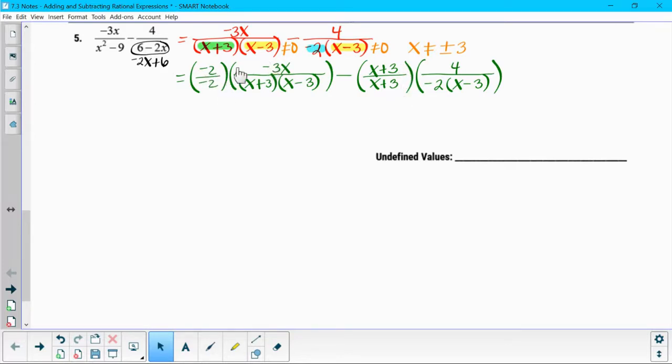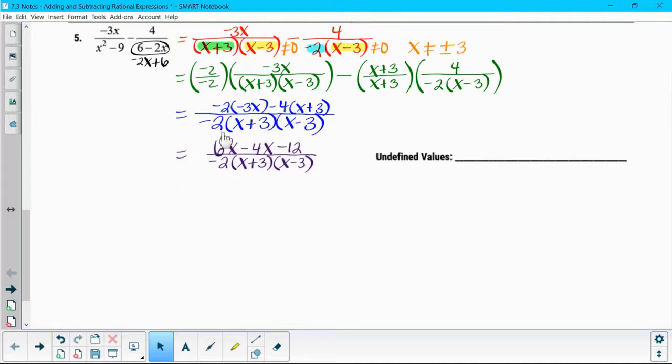Going to distribute my multiplication and rewrite over a common denominator. Negative 2 times negative 3x minus 4 times x plus 3. Make sure that you are distributing not only the 4, but the negative as well. That's going to give me 6x minus 4x minus 12 all over my common denominator, negative 2x plus 3x minus 3.